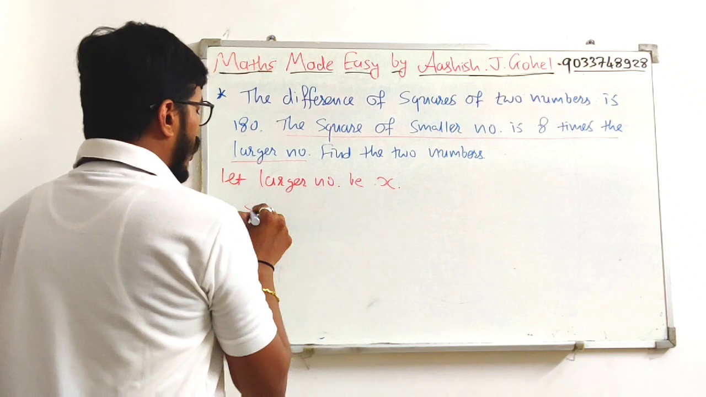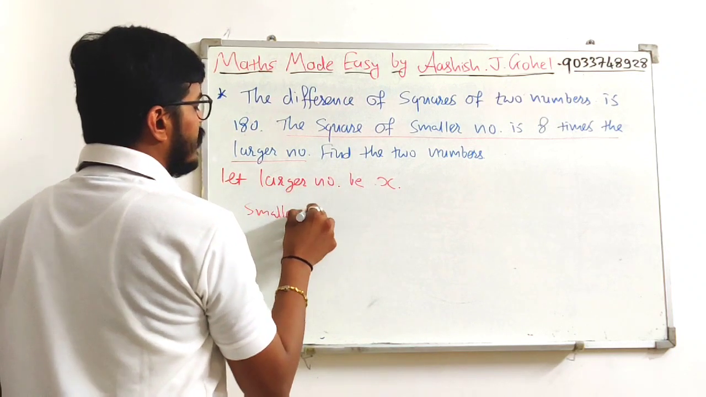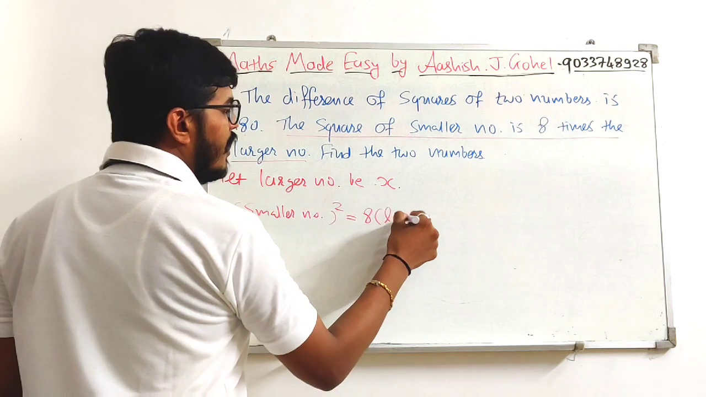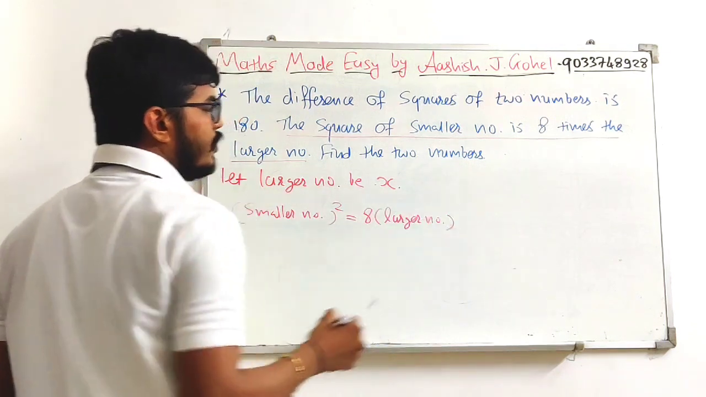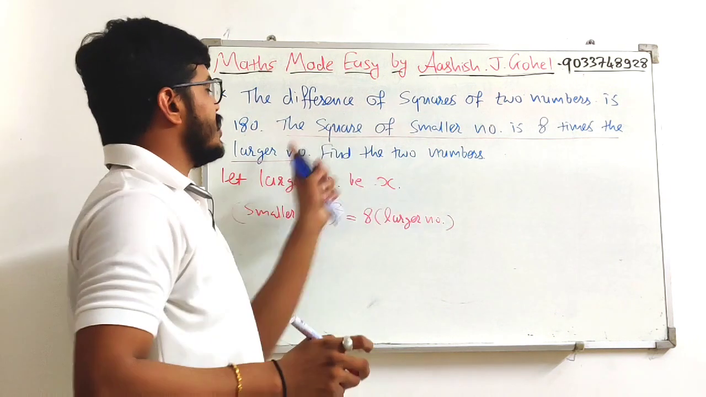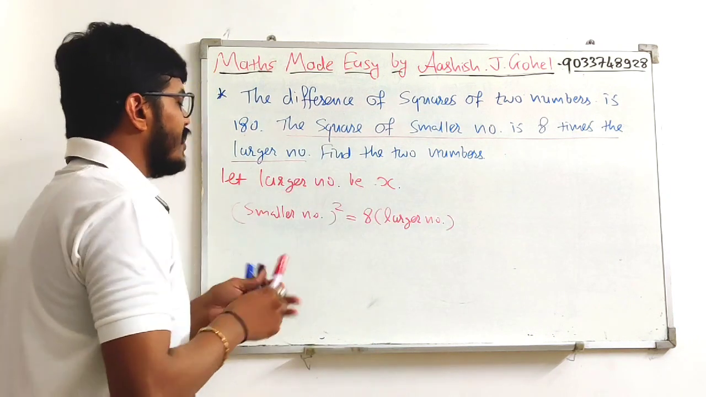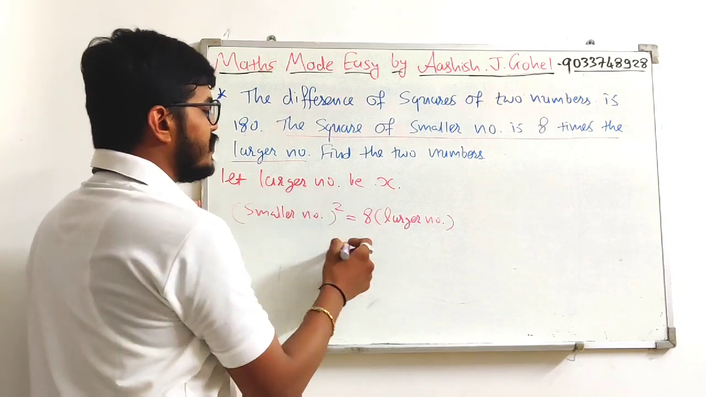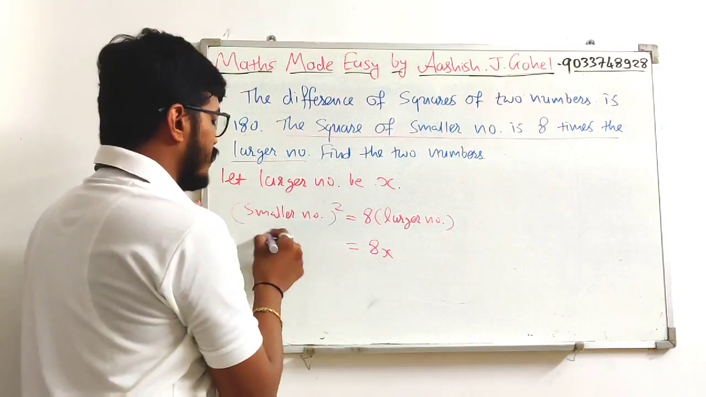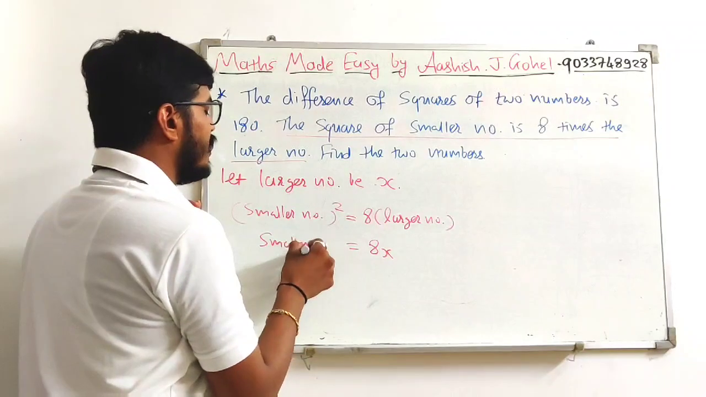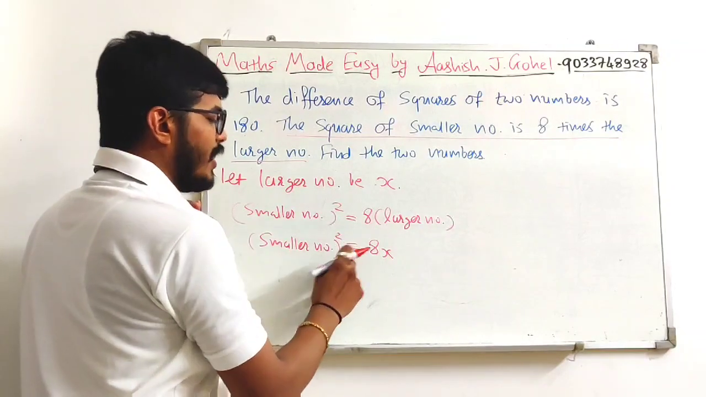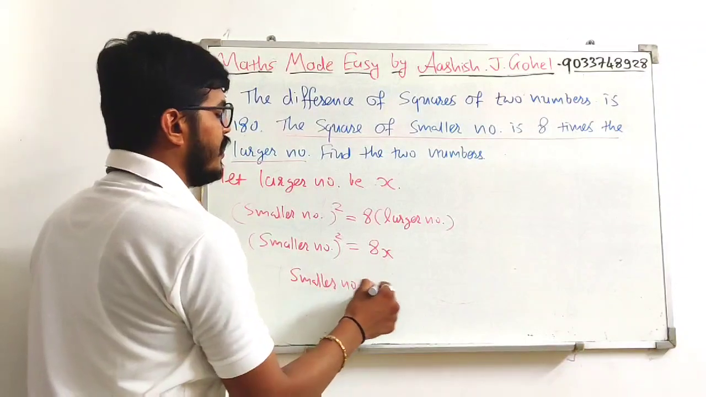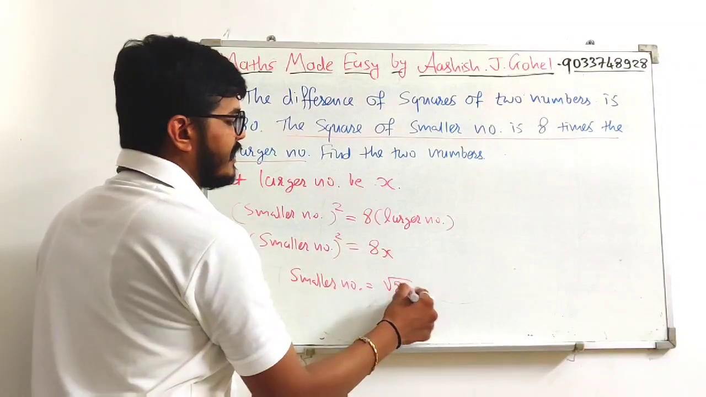So the smaller number square is equal to 8 times the larger number, according to this given statement. Now we have assumed that the larger number is x. So the smaller number square is equal to 8x. If I want the value of the smaller number, then I need to take the square root. So the smaller number will be root 8x.